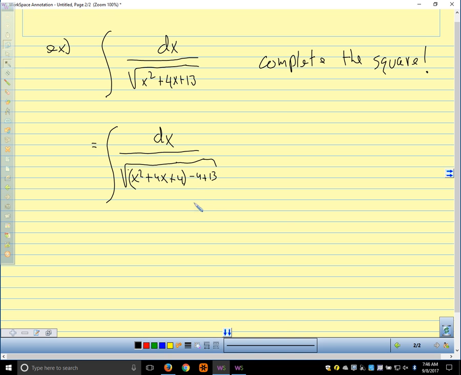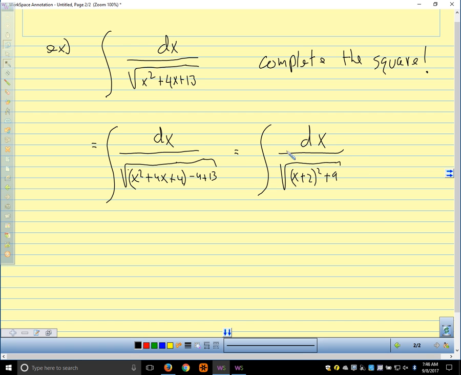So I just added one more step to what you said. This is how I completed the square by adding 4 here, but I need to subtract 4 so I don't really change it. So this becomes the integral of dx over the square root of (x plus 2) quantity squared plus 9. And this is a trig sub.